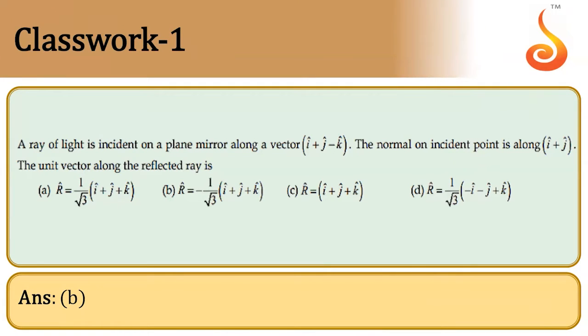It says that a ray of light is incident on a plane mirror along a vector given by i cap plus j cap minus k cap. The normal at the incident point is given along i cap plus j cap. The unit vector along the reflected ray is given by what? The answer is right here on the screen. But then we have to also understand how to do it in general questions. So let me go to a blank screen, discuss, then we will come back and write down this answer.